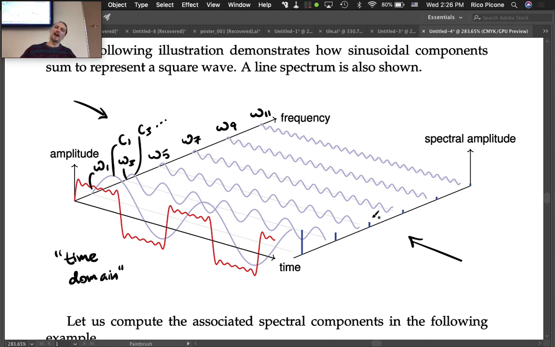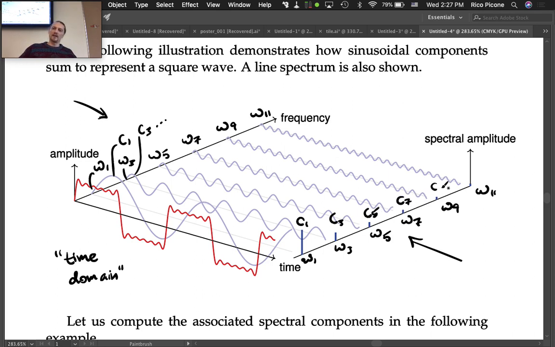So this is the line spectrum. And what we plot is, for omega 1, omega 3, omega 5, omega 7, omega 9, omega 11, just what the amplitude is. We know what the frequency is. It's omega 1, omega 2, whatever. And the amplitude is just going to be C1, C3, C5, C7, C9, C11.